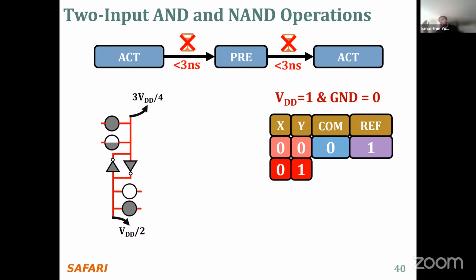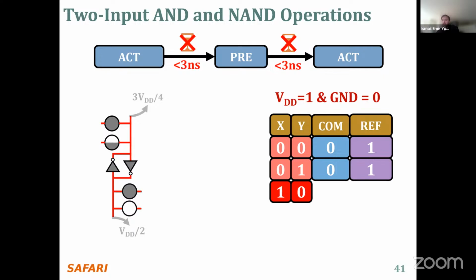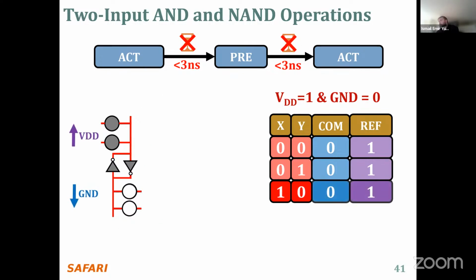Again, the upper bit line becomes 3 VDD over 4. Now we have X as 0, Y is 1. The average of these 2 cells is VDD over 2. However, it's still lower than 3 VDD over 4. As a result, the reference subarray will have 1, and the compute subarray will have 0. For X is 1 and Y is 0, it doesn't matter. It's the same as the previous one. The compute subarray becomes 0 and the reference subarray becomes 1.